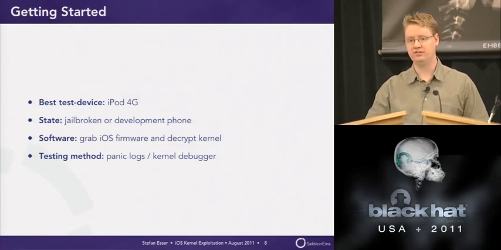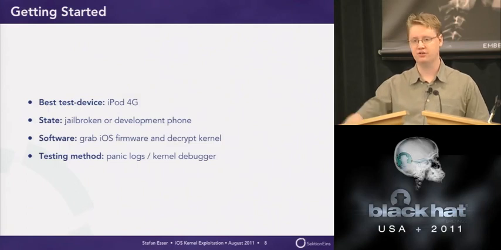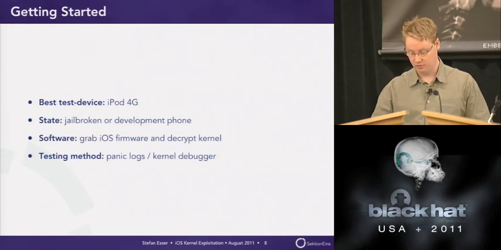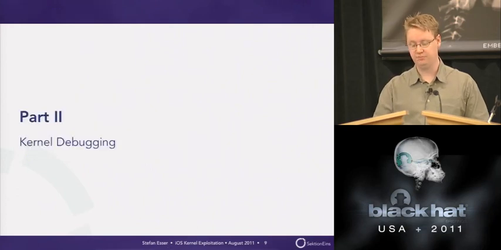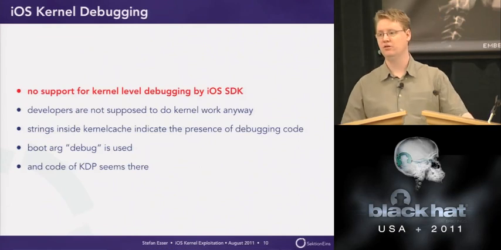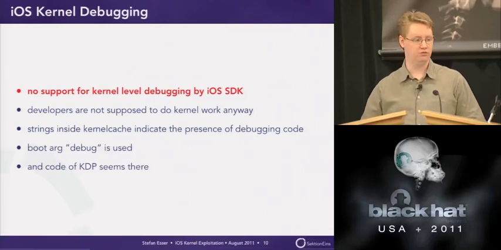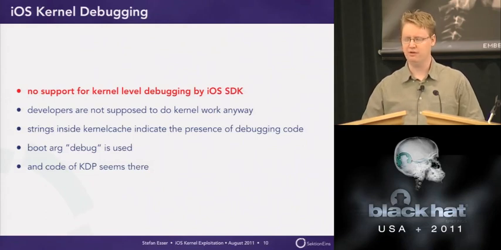When it comes to testing, you have two different ways. You can crash the kernel, look at the panic log and the panic dump, and analyze the values. Or you can use a kernel debugger. The kernel debugger is something Apple left in the iOS kernel for no reason, at least I don't know a reason, because there's no such thing as iOS developers creating kernel drivers, so they don't need a kernel debugger. They're not supposed to do it.